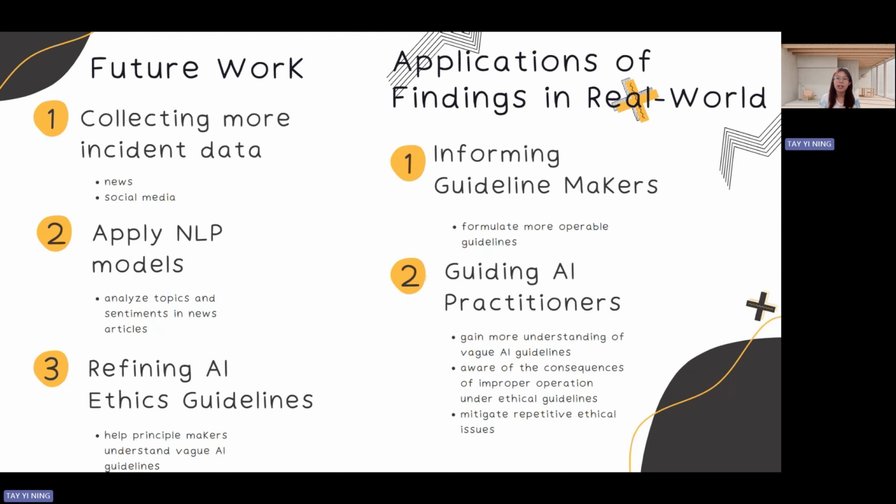Okay, next is the applications of findings in the real world. This research isn't just theoretical. The taxonomy of AI ethics issues and application areas helps guideline makers formulate more operable and practical guidelines when trying to deploy AI applications. The findings also help AI practitioners gain a more practical understanding of vague AI guidelines, be aware of the consequences of improper operations, and mitigate the repetitive ethical issues.